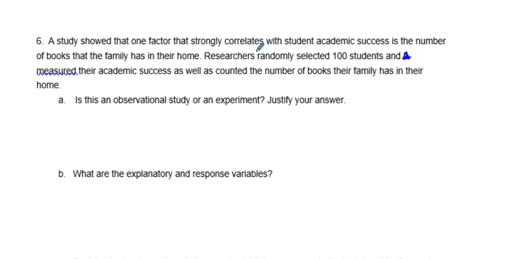Okay, so was there a treatment imposed? Because we want to figure out if this is observational or an experiment. It doesn't appear there's a treatment. The researchers just randomly selected 100 students, and then just measured their academic success, and then counted the number of books they had at their home.